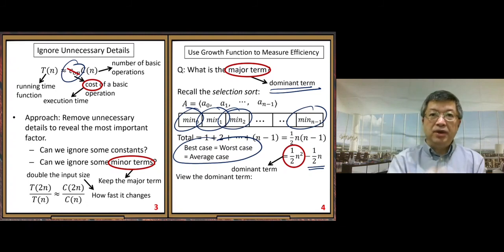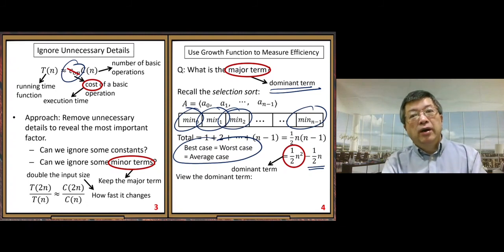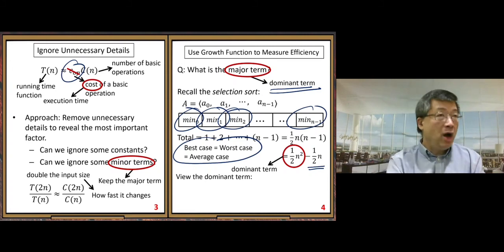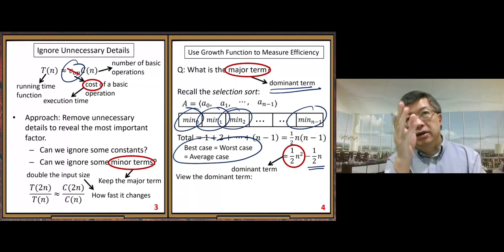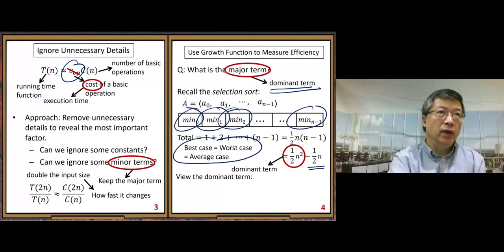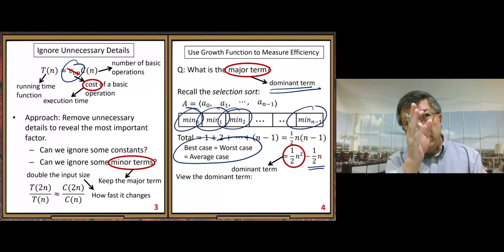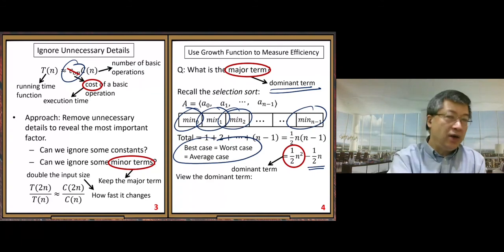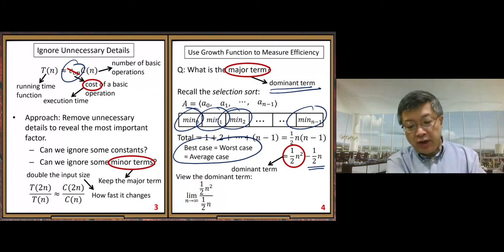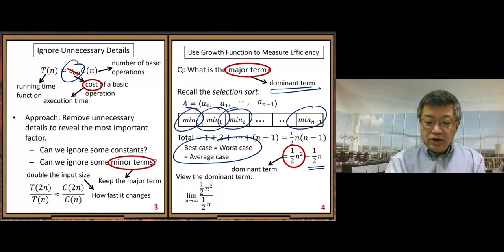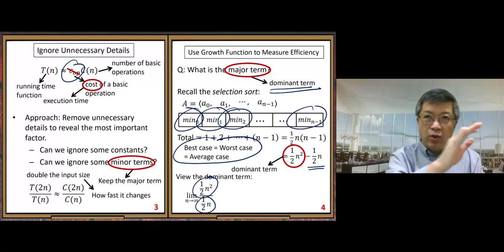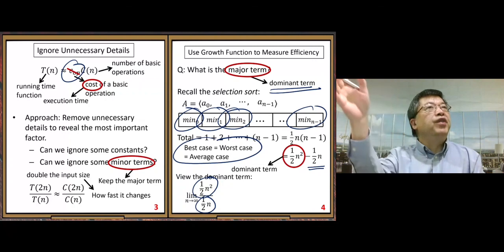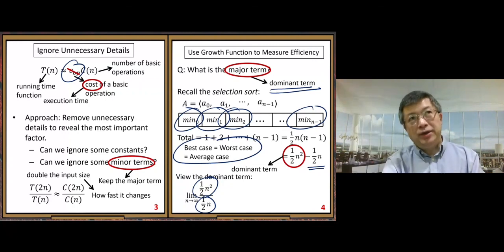Now let's view the dominant term. The first question: why do you call it the dominant term? How do you know the first term dominates the second term? Here, let me show you a little bit. We use calculus knowledge, the limit. We take the first term over the second term, the ratio. Then we look at the ratio when n goes to infinity. We calculate that limit.